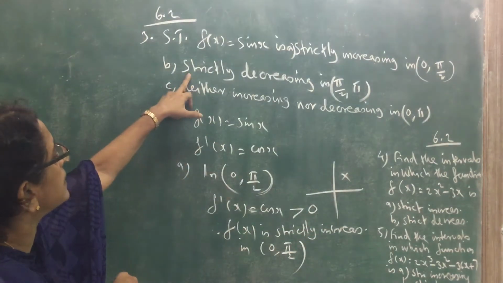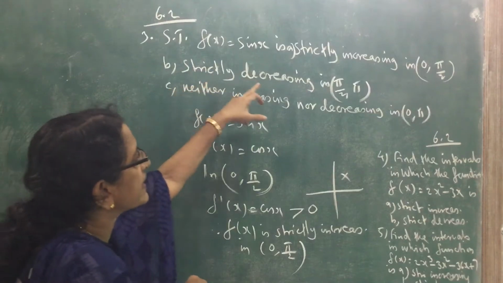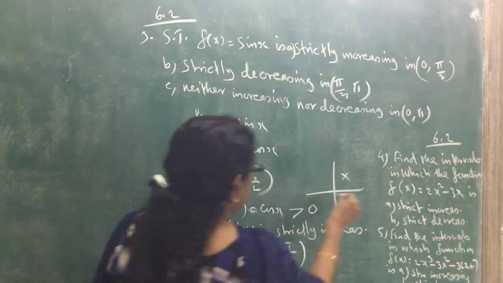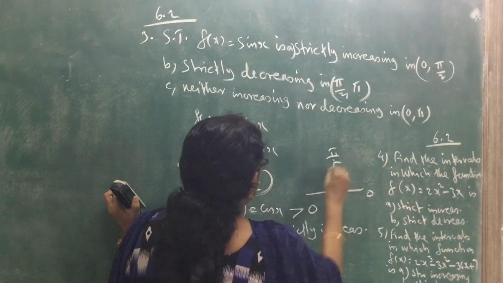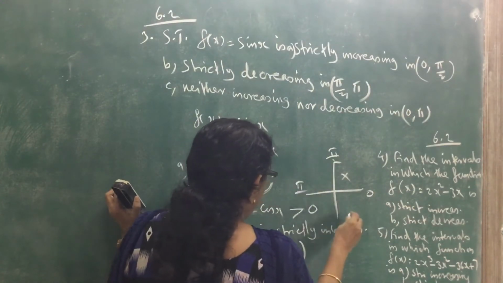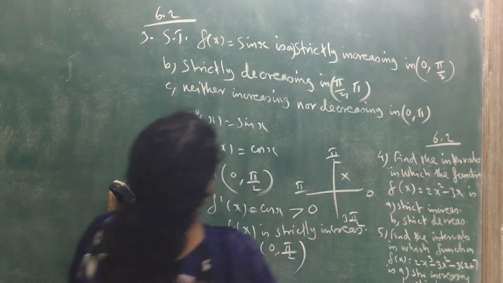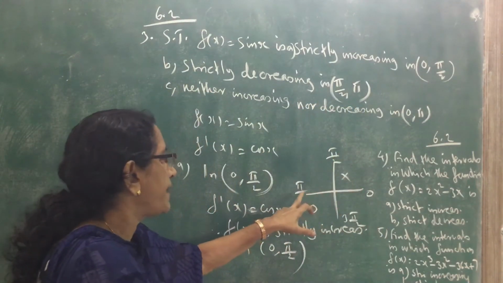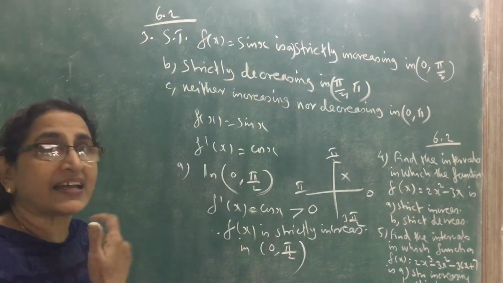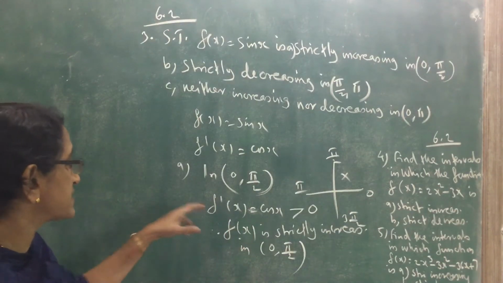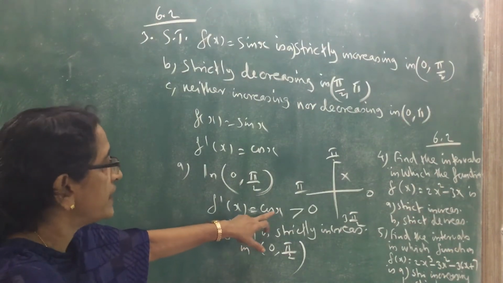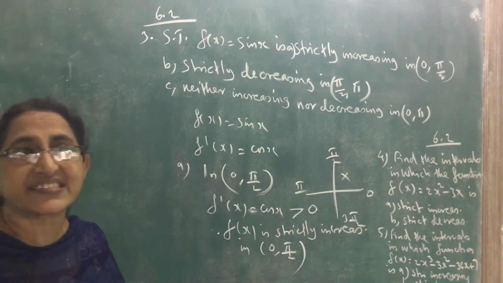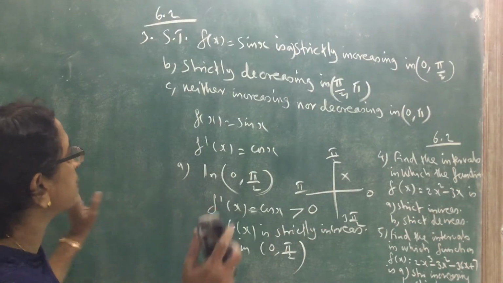Now the second case, question B: strictly decreasing in (pi by 2, pi). Here this is 0, this is pi by 2, this is pi, this is 3 pi by 2. So when we consider the interval pi by 2 to pi, that means the second quadrant. In the second quadrant, what is the derivative f dash x? f dash x equal to cos x. In the second quadrant, sin x is positive and cos x is negative.